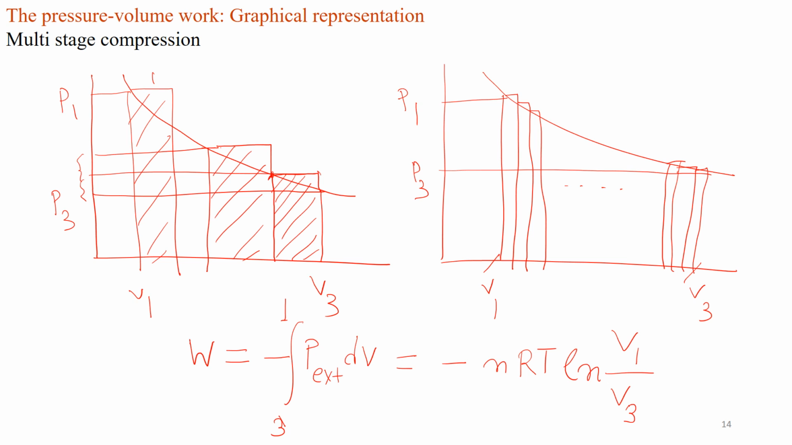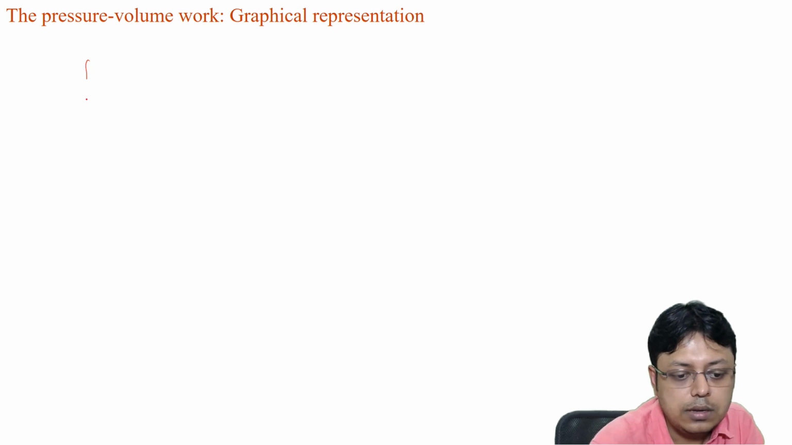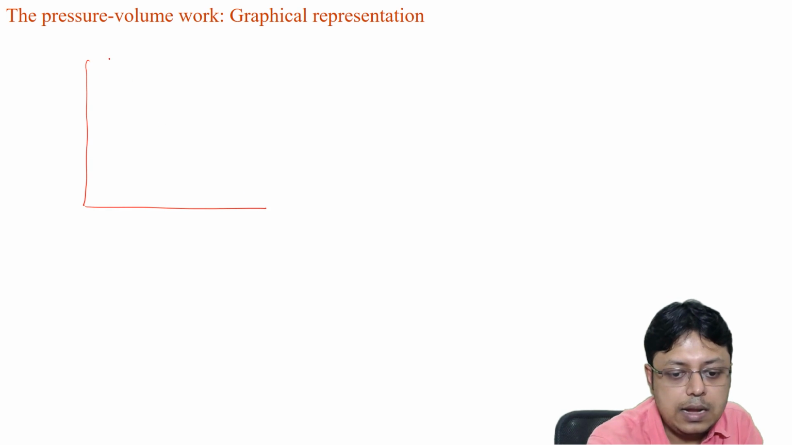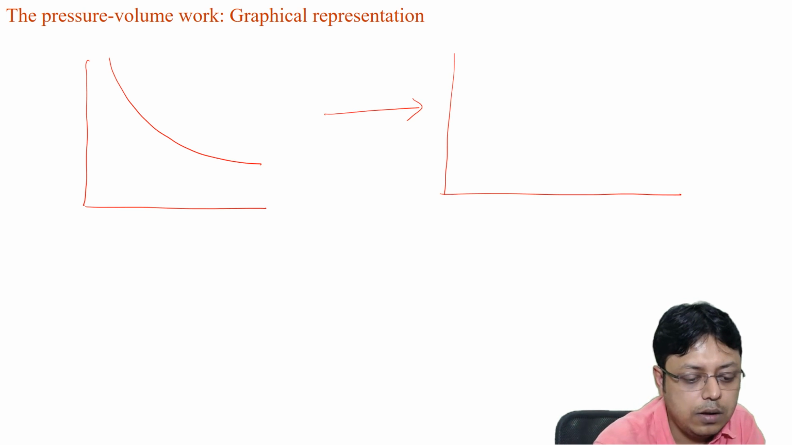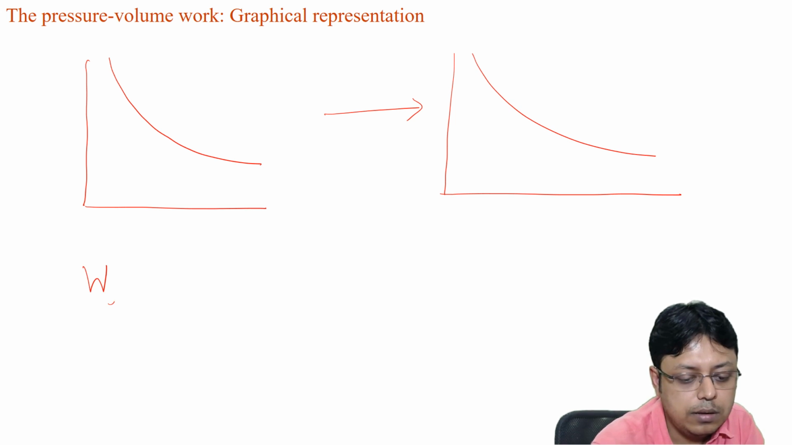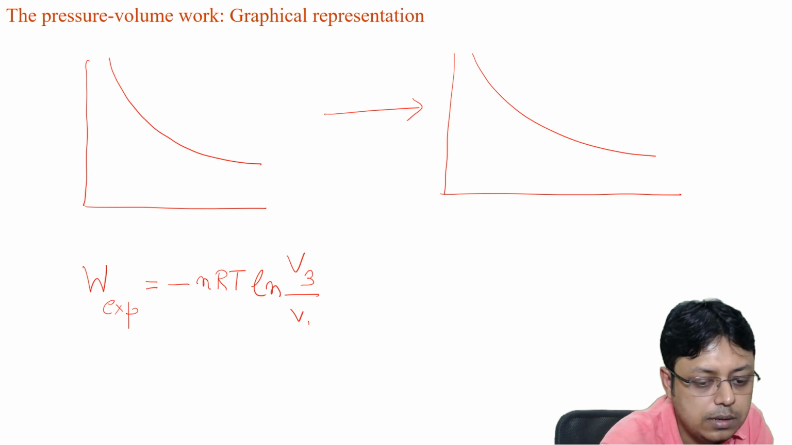So what we learned is that if we do a cyclic process in this case, where we first did a multi-stage expansion and then did a multi-stage compression, the work done for the expansion is nothing but minus nRT ln V3 by V1, where this is V1, this is V3.